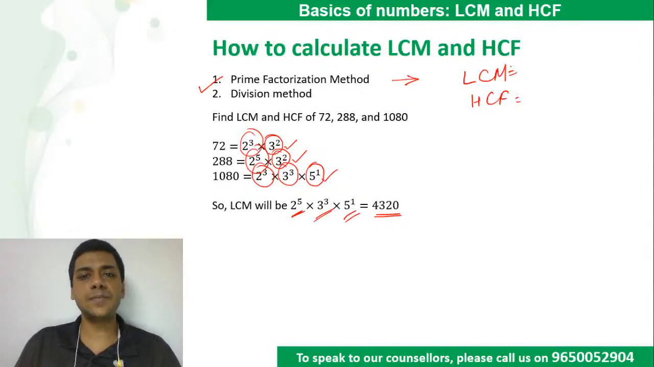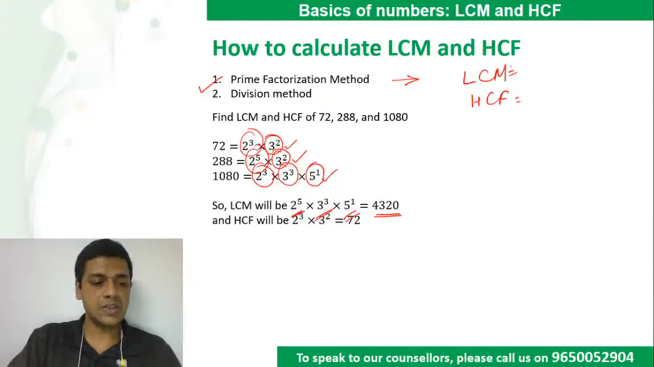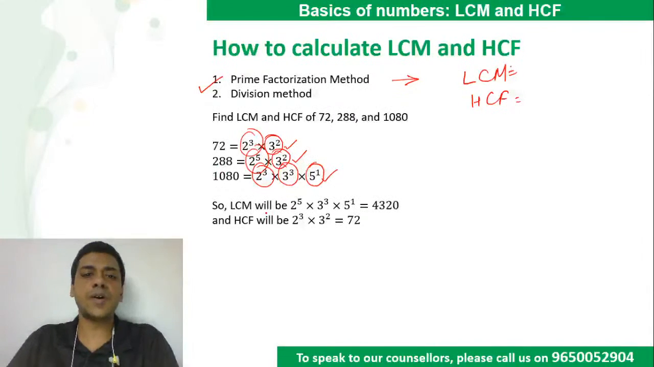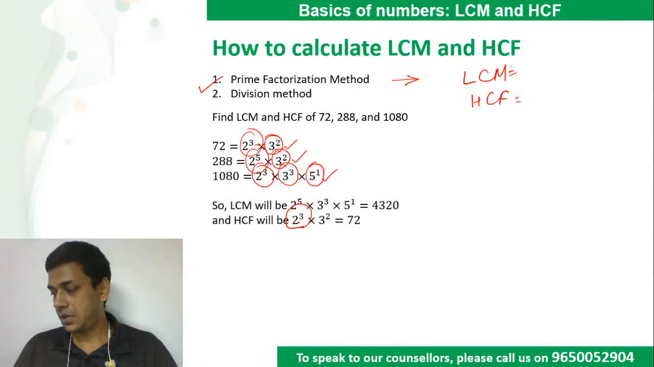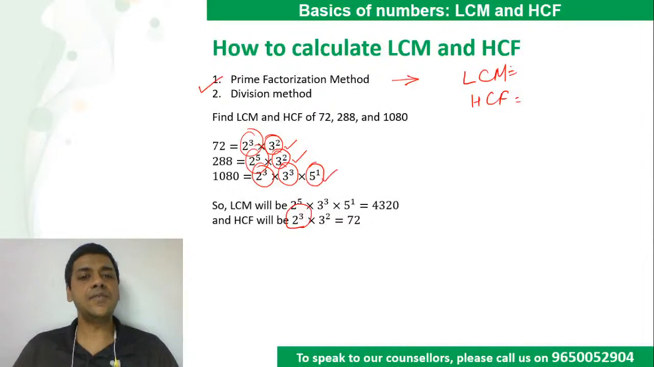So for the same set of numbers, what will be my HCF? Let's look at the powers of 2: 2 raised to power 3, 2 raised to power 5, 2 raised to power 3. What's the smallest power? The smallest power is 2 raised to power 3. Similarly, what's the smallest power of 3? The powers are 3 raised to power 2, 3 raised to power 2 and 3 raised to power 3. So the smallest power would be 3 raised to power 2.